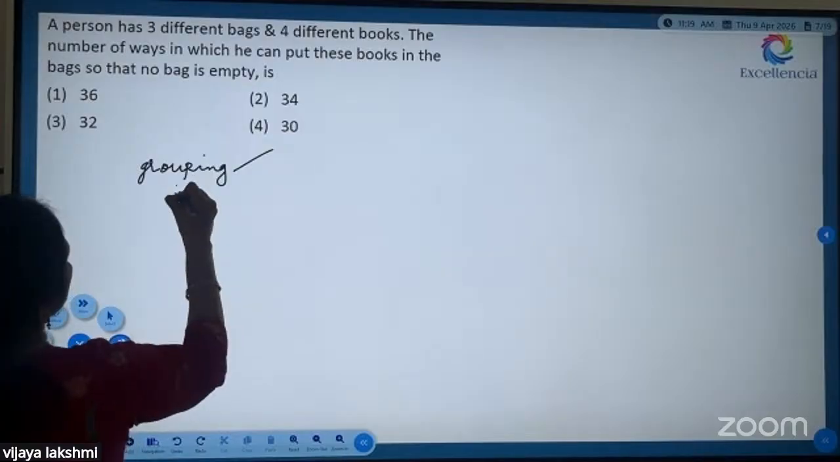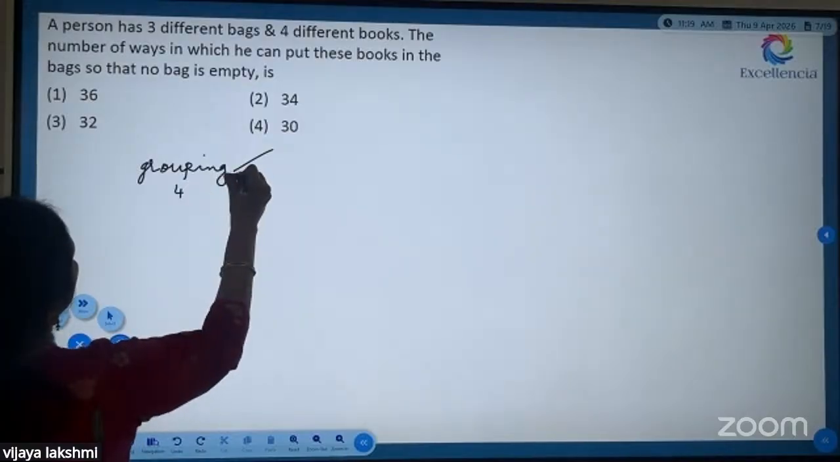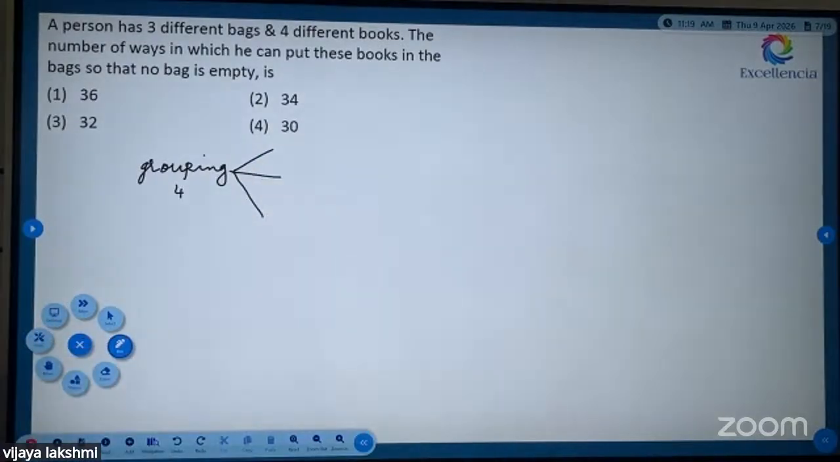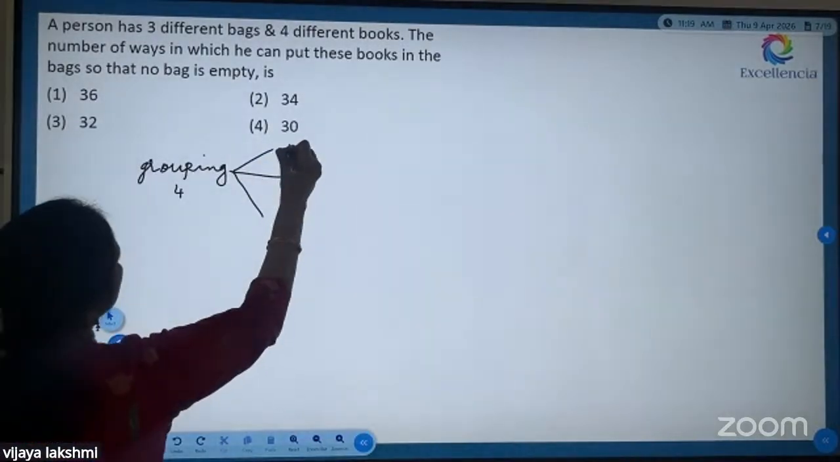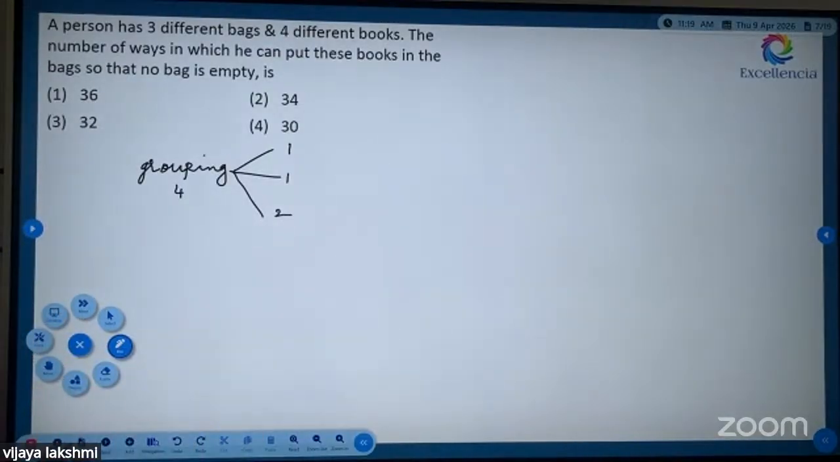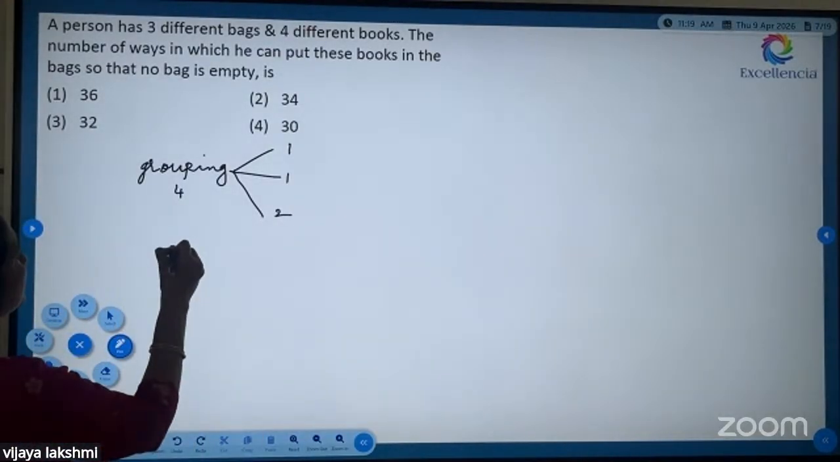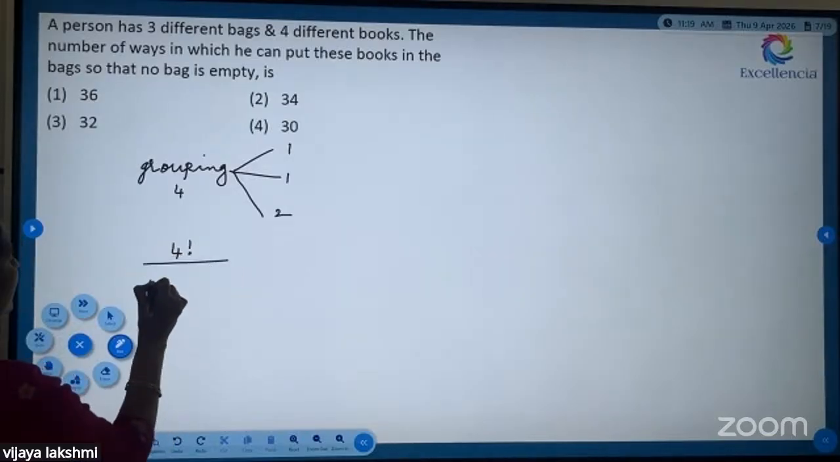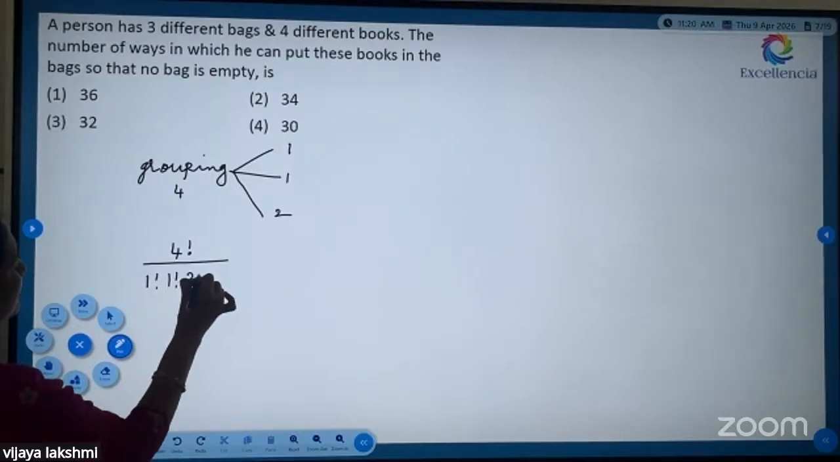And how many books do we have? 4 different books. And we have to put them in bag 1, bag 2, bag 3. That is generally taken as the grouping 1, 1, 2. That's why we are doing the grouping. This is how many ways you can distribute in 3 bags: 4 times 3 times 2 times 1 gives you the total arrangements.